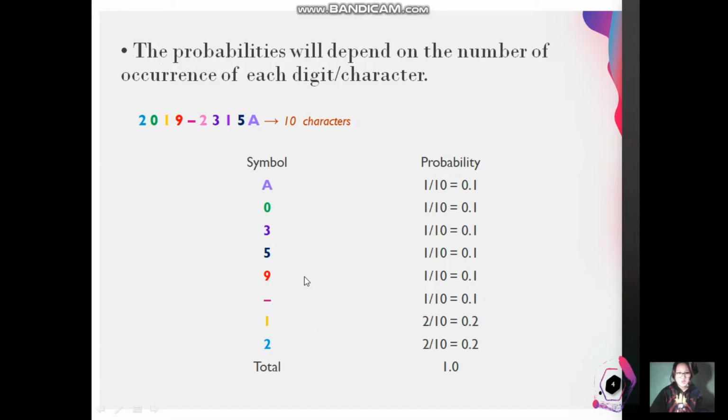Now 1 is 2 of 10. So 2 over 10 is equal to 0.2. And 2 is 2 over 10, which is also equal to 0.2. And summing up the probability values, we get a total of 1.0.